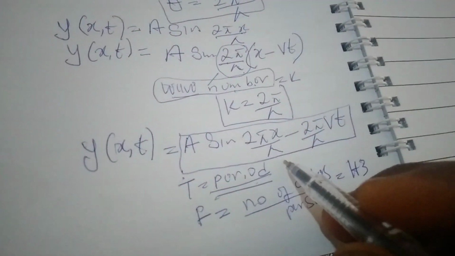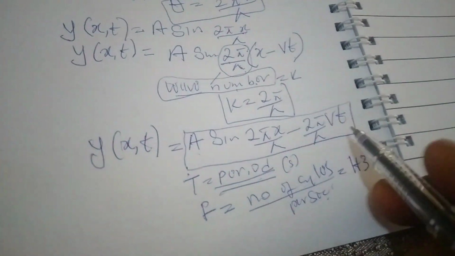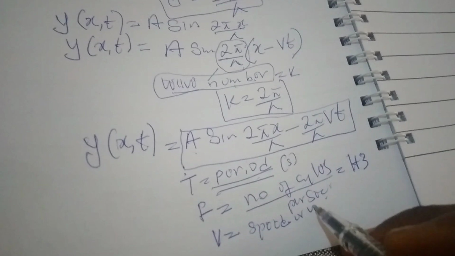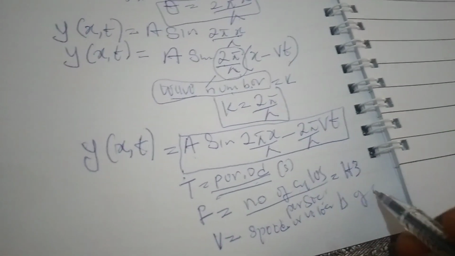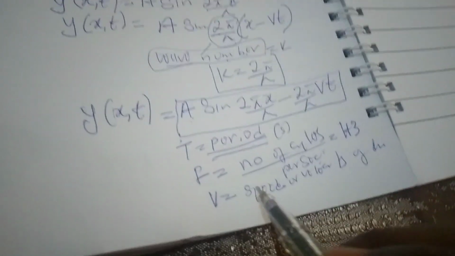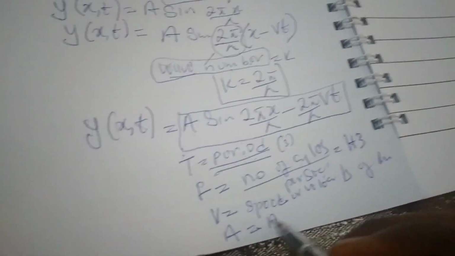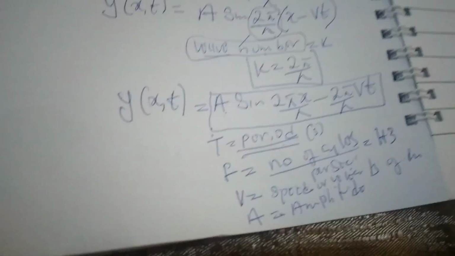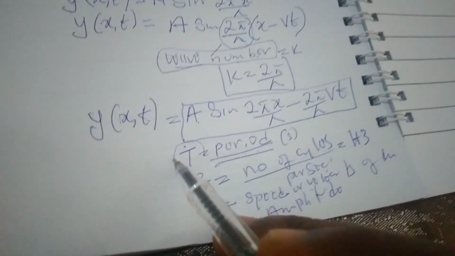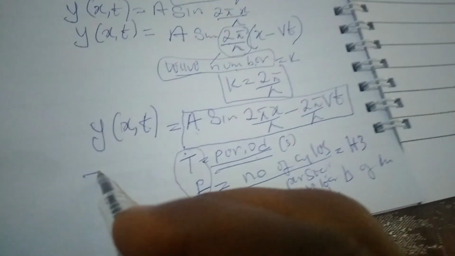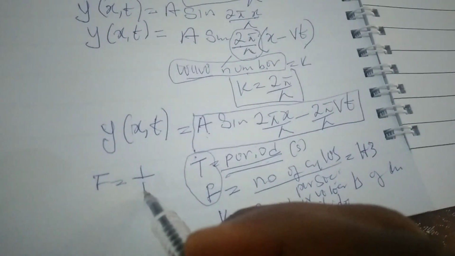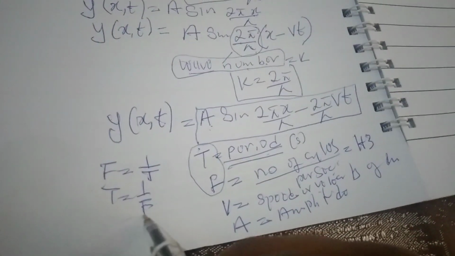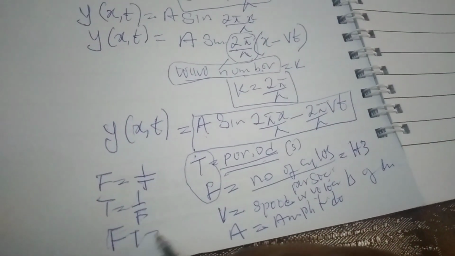The period is measured in seconds. This expression we can also use to find the speed or the velocity of the wave. This expression also reflects the amplitude, so A in that expression is the amplitude. And we should remember that the relationship between the period and the frequency is given as frequency is equal to 1 over period, or period is equal to 1 over frequency. If you multiply the two of them together, frequency times period will always give us 1.